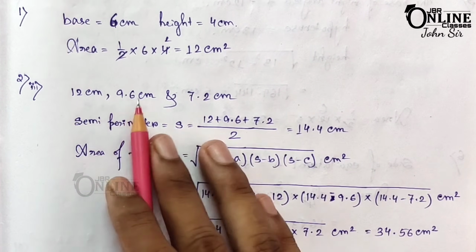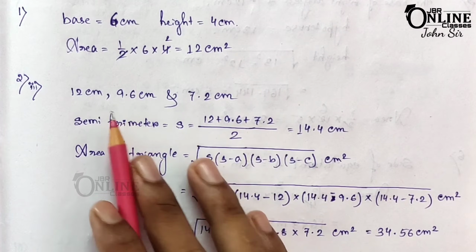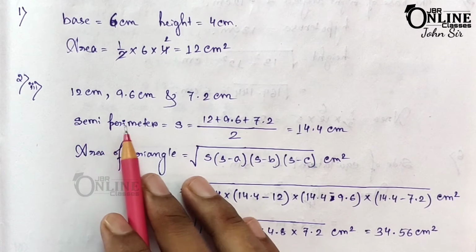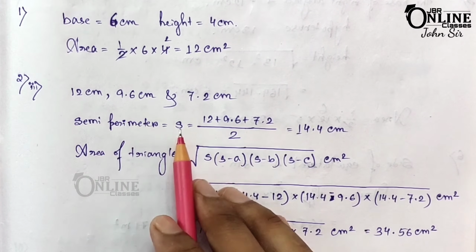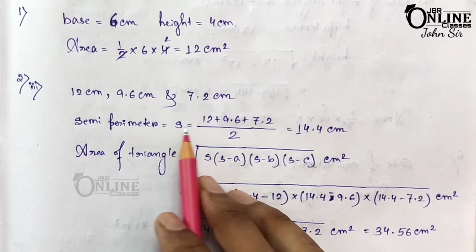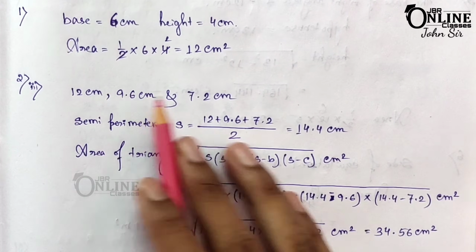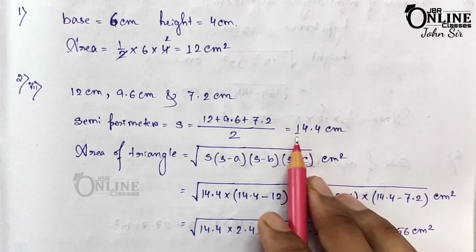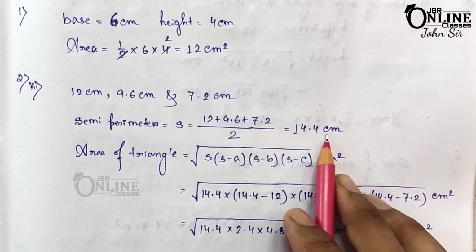So as you know that here the sides of the triangle are 12 cm, 9.6 and 7.2. That means it's a scalene triangle. Okay, so to find out the area of a scalene triangle, first you have to find out the semi perimeter of the triangle and we denote it by S. So here S equal to the addition of the three sides divided by 2 and you will get 14.4 cm.